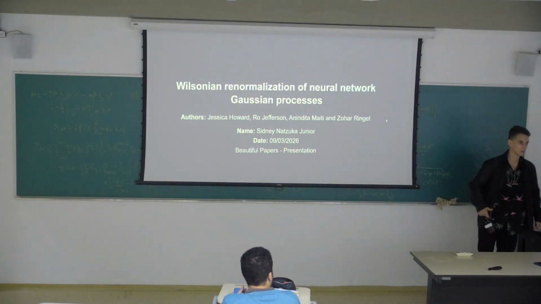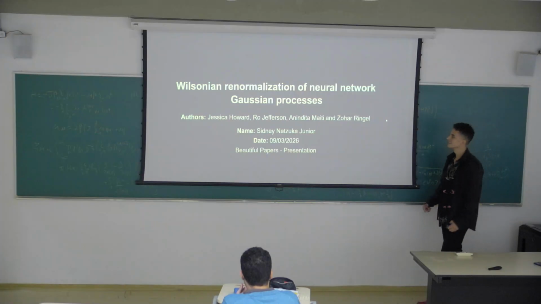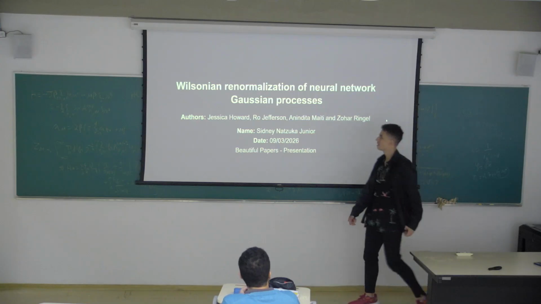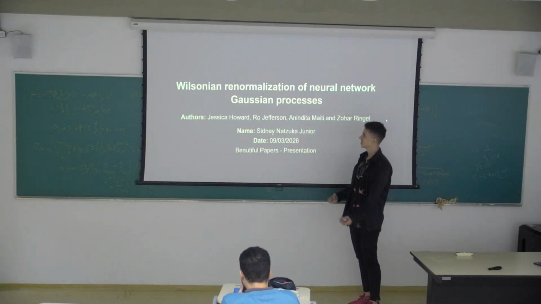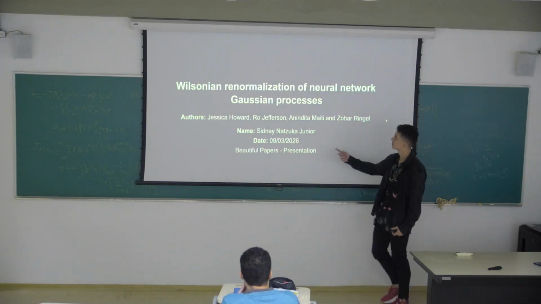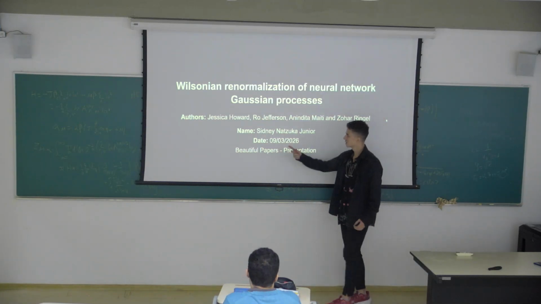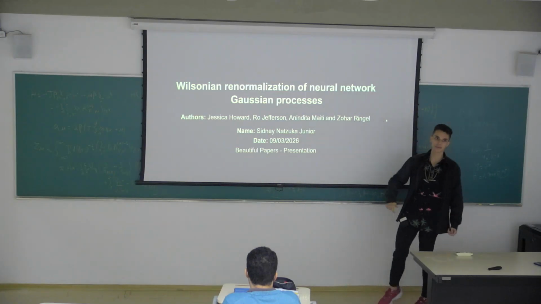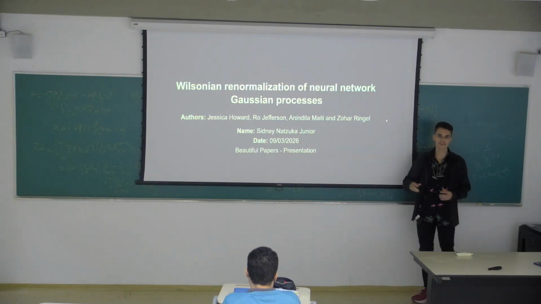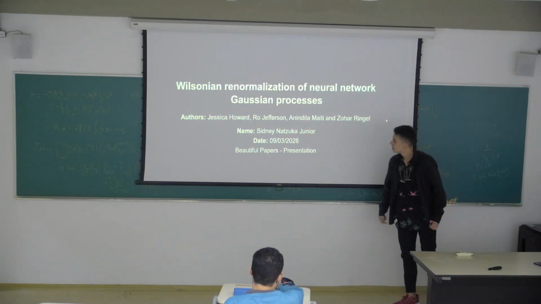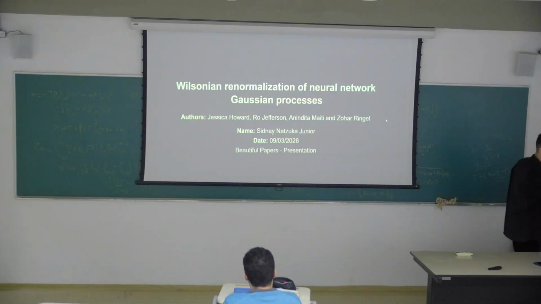Probably still about lattices, but now in a neural network setup, we will have Sydney. Very good, go on. I will try to present this paper, which is called Poissonian Renormalization of Neural Network Gaussian Processes. The authors are Jessica Howard, Ho Jefferson, Anijit, and Zohar Ringel. This is a paper from 2025. It has 11 citations, so it's quite a new paper. Let's get started then.